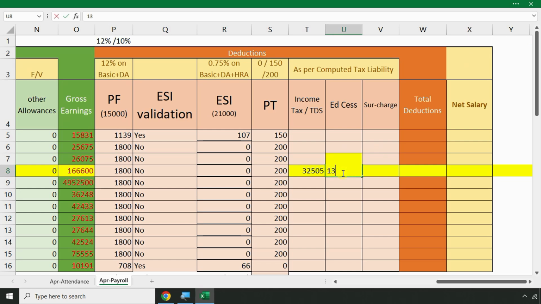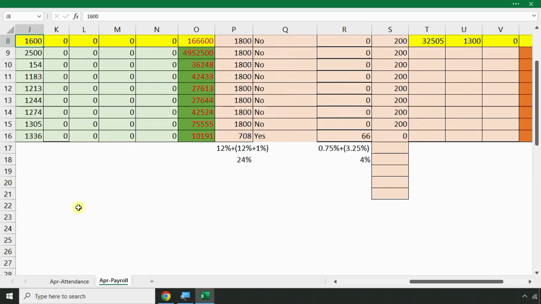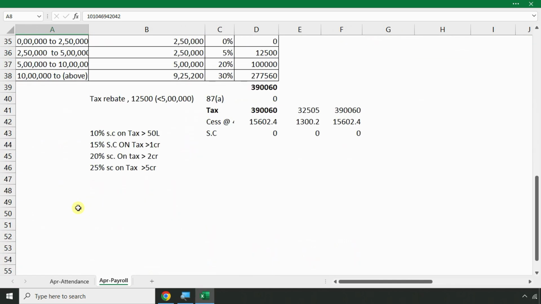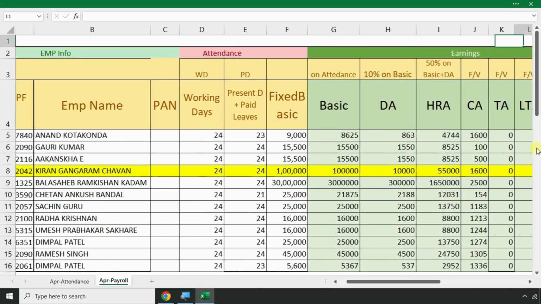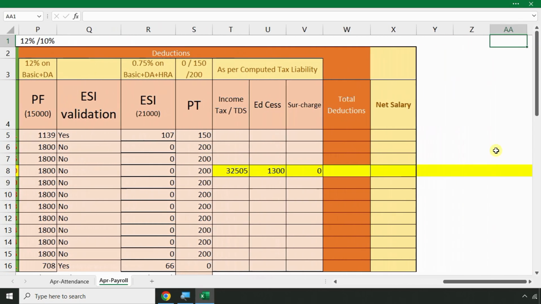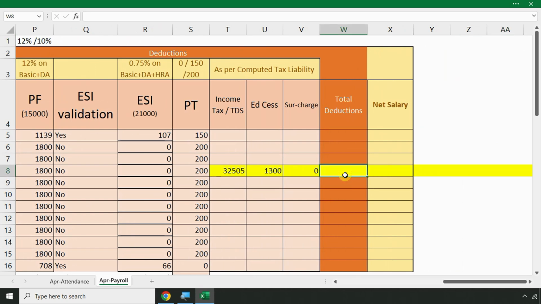Likewise you need to do it. How much? 1,300 just. So any surcharge? No, surcharge is no. Amount is 1,320 paisa. Yeah. So it's 1,300 only. Likewise you also need to do for all other employees. You do it.